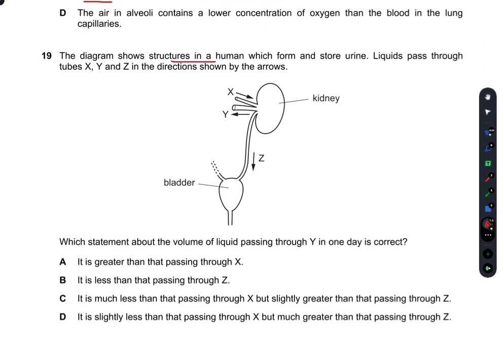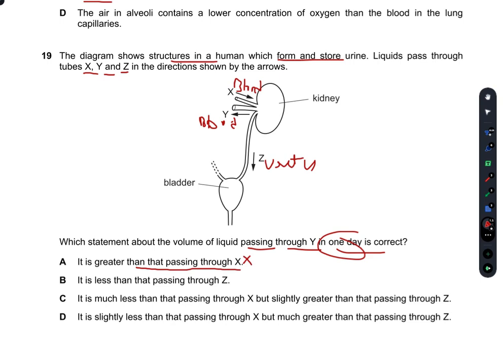The diagram shows structures in a human which form urine and store urine. Liquids pass through tubes X, Y, and Z in the directions shown by the arrow. Which statement about the volume of liquid passing through Y in one day is correct? So, the blood enters from X and leaves from Y, where Z is the ureter. Is it greater than that passing through X? No, it is lower because some amount of blood has been filtered.